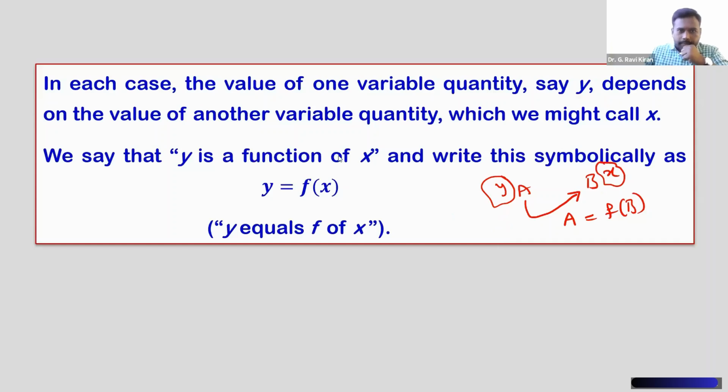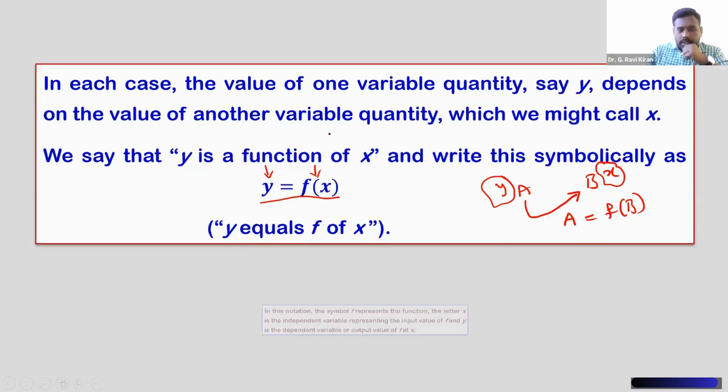To represent a function, there must be two quantities or two variables. We'll take one as X and the other as Y. This variable Y actually depends on this variable X. We write symbolically a function as Y equals f of X, and we pronounce it as Y equals f of X. That's how you can understand it here.